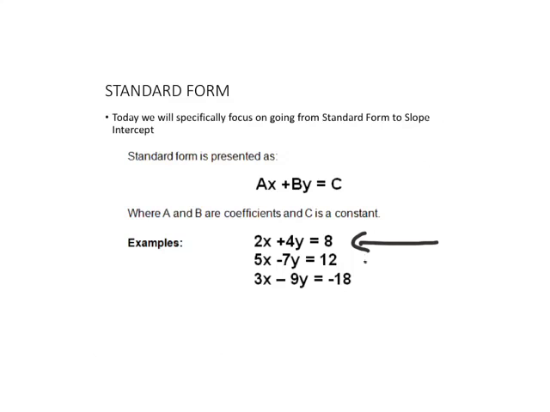5x minus 7y equals 12. Once again, that's in standard form. The x and y are on the left side, the number is alone on the right. And then the last one, 3x minus 9y equals negative 18 is in standard form. The x and y are on the left, and the number is isolated on the right. So as you can see, standard form is anytime an equation is in the format of ax plus by is equal to c.